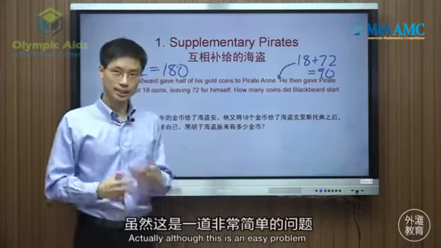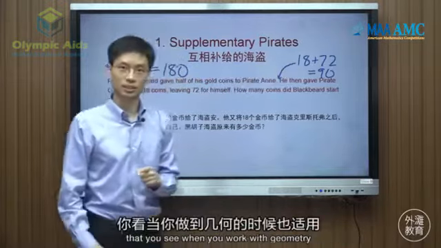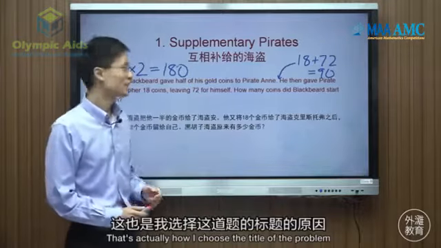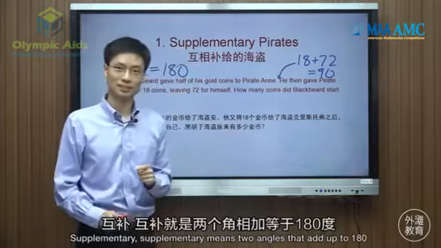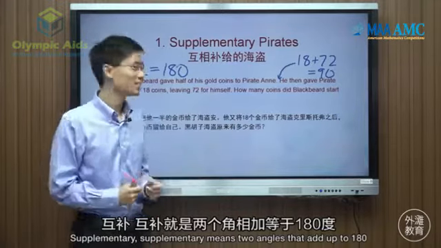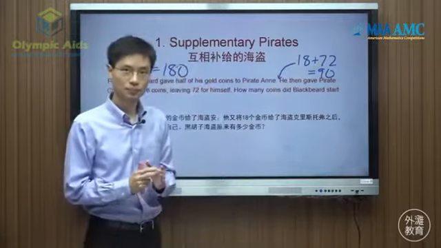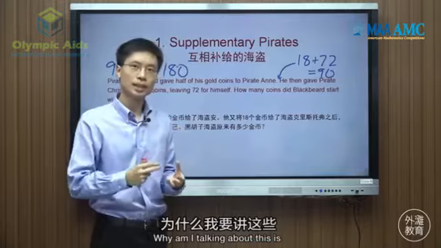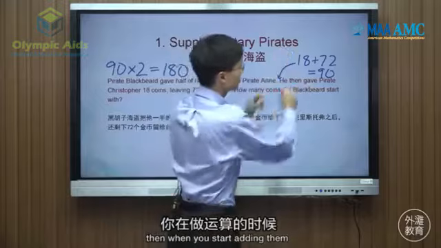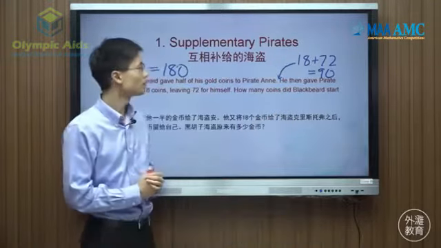Although this is an easy problem, I wanted to use it to share some of the very common calculations that you see when you work with geometry. That's actually how I chose the title of the problem, Supplementary. Supplementary means two angles that add up to 180. So that was a hint here. These are two supplementary angles. Why I'm talking about this is because if you are used to seeing these numbers, then when you start adding them, you will make fewer mistakes because you will remember that you've seen them before.